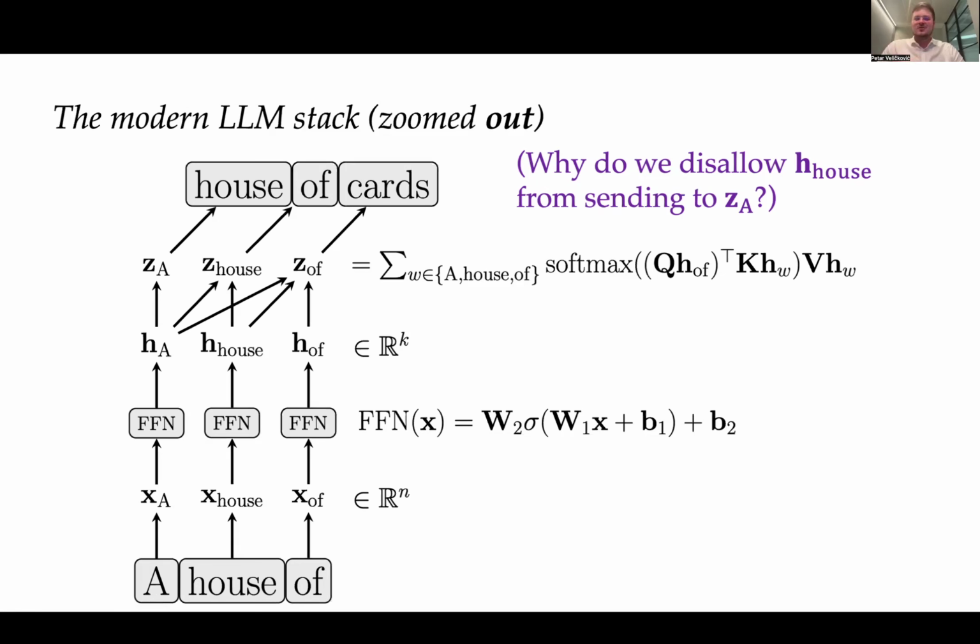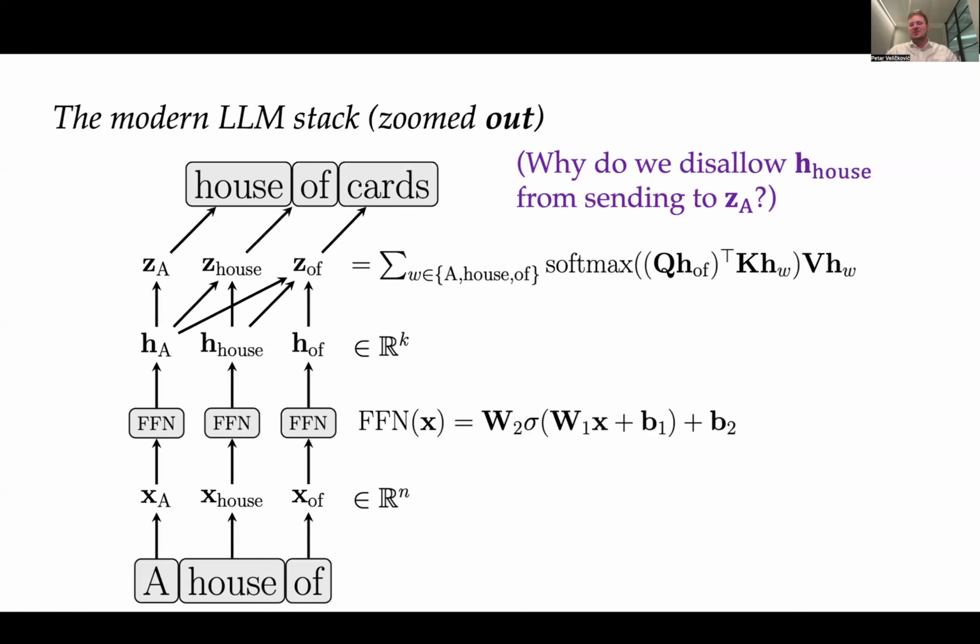An interesting question that might be asked then is, why do we not allow backwards connections? So why do we not allow the vector for "house", for example, to send its embeddings to the vector of "a"? And the reason for that is that we're basically training these models in real time to be next token predictors. So the vector for "a" is tasked to predict "house", and you get a loss function there. The vector for "house" is asked to predict "of", and the vector for "of" is asked to predict "cards". So if you allowed the vector for "house" to send its embedding backwards, you would effectively allow the model to cheat. And it would be trivial to predict "house" from "a" in that case.